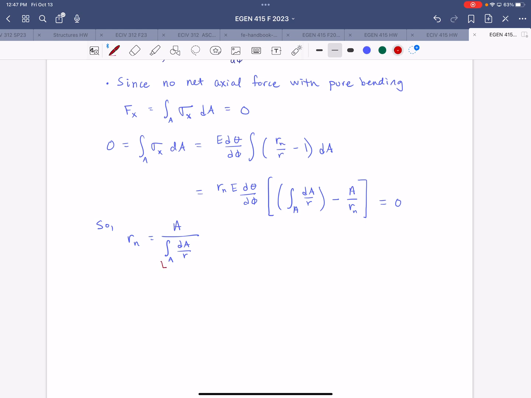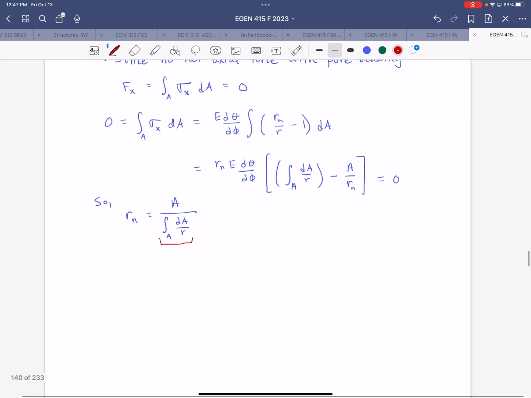Now this term in the denominator, right, this is that term that I pointed out in the handout. So we would want to evaluate this. So I'm going to make two notes tied to that denominator. We need to evaluate that integral to determine the neutral axis radius, which is Rn.